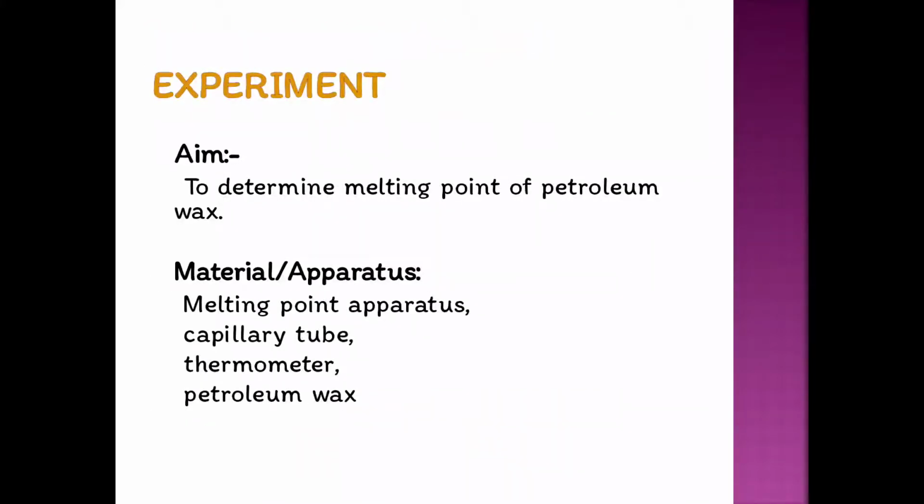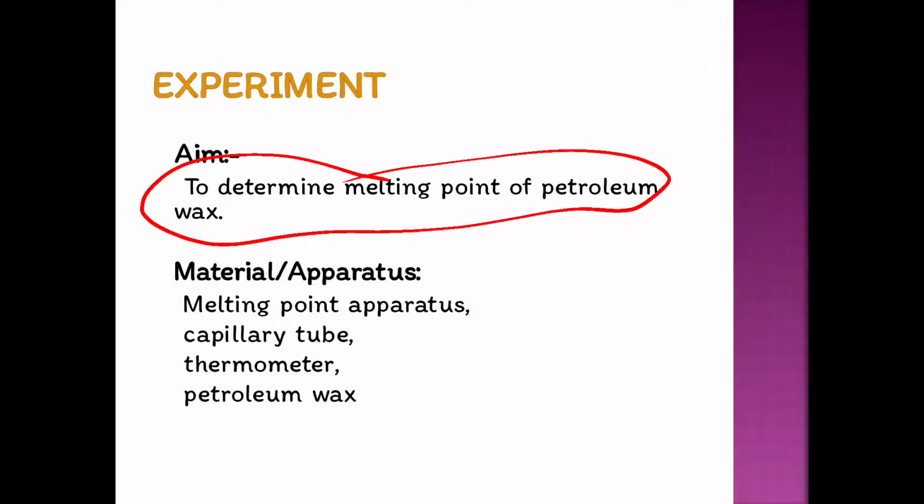Okay, so now we will discuss what is the experimental setup, how do we determine the melting point of petroleum wax. So the aim is simple, we want to determine the melting point of petroleum wax. Now what are the materials or apparatus that we need here? We need melting point apparatus. It can be any, like even we can use Bunsen burners, any of the melting point apparatus. We need capillary tube and thermometer of course, and petroleum wax itself.